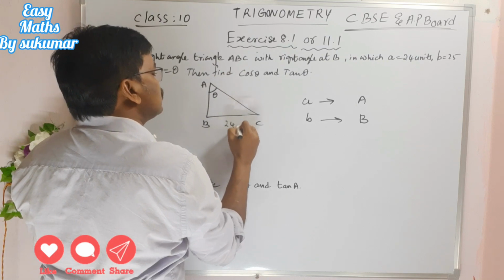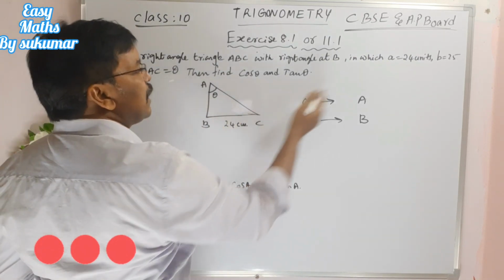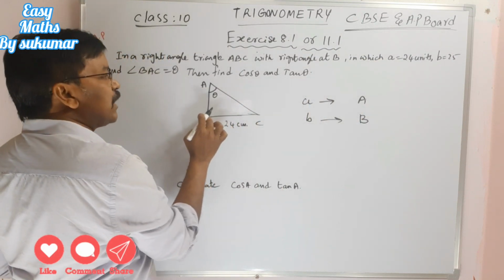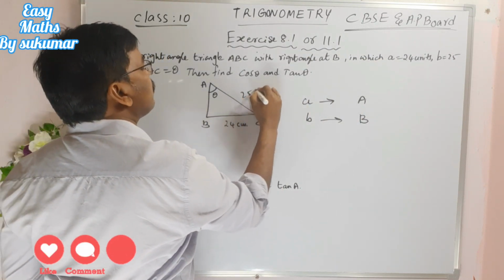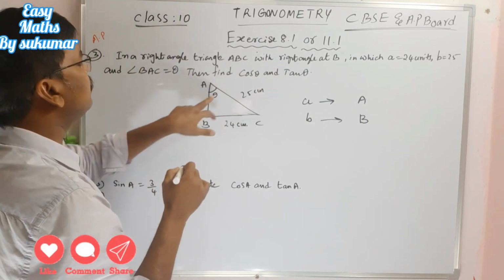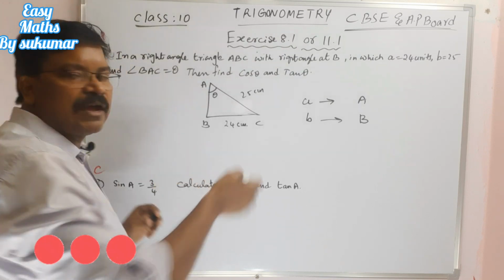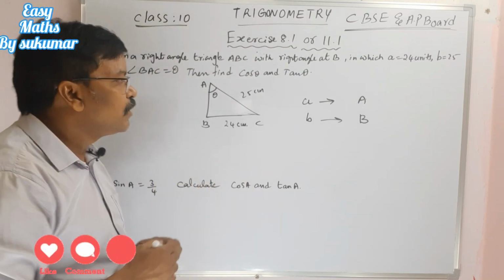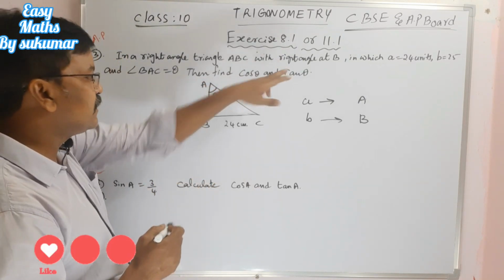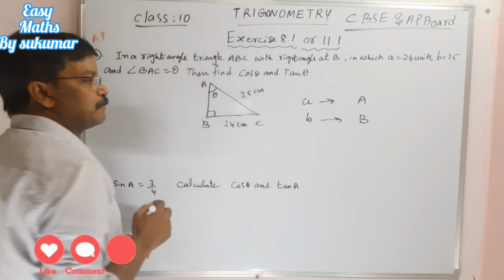This is 24 centimeters, and small b, opposite to capital B, is 25 centimeters. Angle BAC is theta. We have to find sin theta, cos theta and tan theta. Here the right angle is at B, it is also given, my dear students.